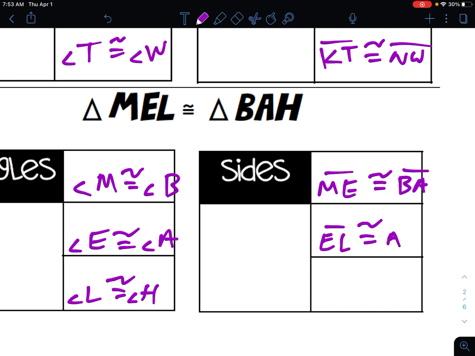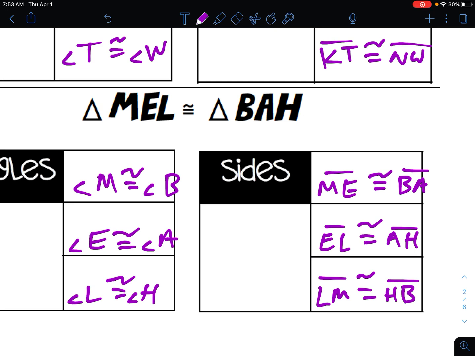EL is congruent to AH. And ML, actually, you know what? I'm going to flip it around on you. LM is congruent to HB. Now, again, if you put ML, then you would put BH, okay? So corresponding parts match up.